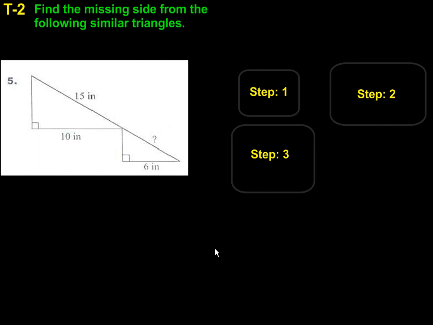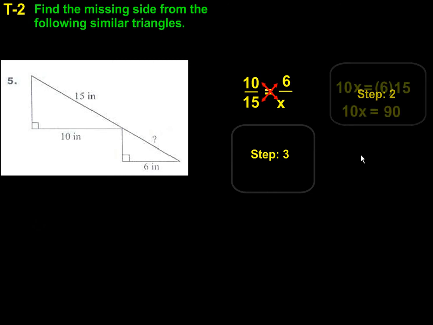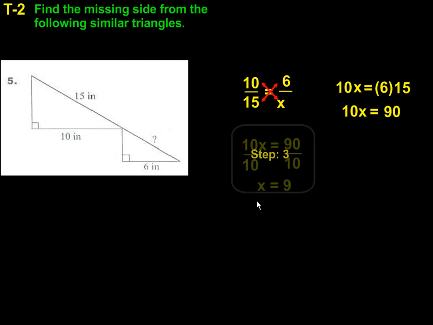We'll start by taking a look at question number 5. Find the missing side from the following similar triangles. So in setting this up, I want to look for corresponding sides. And so I set 10 over 15, and across from 10 I want its corresponding side, which is 6, and across from 15 I want its corresponding side, which is unknown. So I've labeled it as x. We're going to cross multiply these, and we're going to get 10x equals 6 times 15, or 10x equals 90. Then I'm going to divide by 10, and I'm going to get x equals 9.